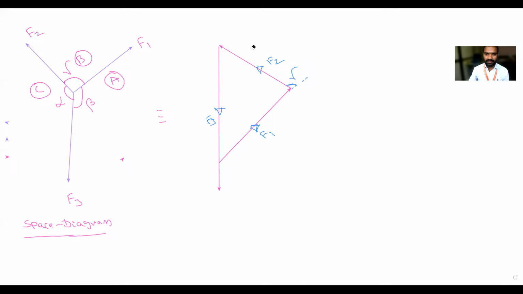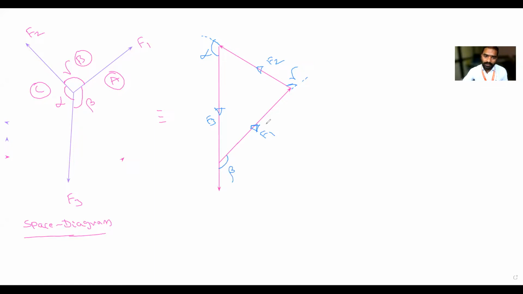This is F1 force, and F1 force is making an angle gamma between F1 and F2. Then F2 and F3. This is F2 and this is F3. What is the angle between F2 and F3? Alpha. This is F1, F1 is going like this, and this is F3. So this angle is how much? It is alpha. Then F3 and F1. This is F3 and this is F1. The exterior angle, how much is it? It is beta.